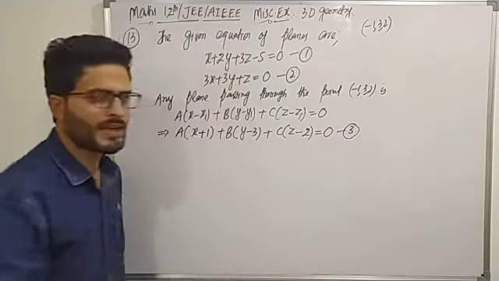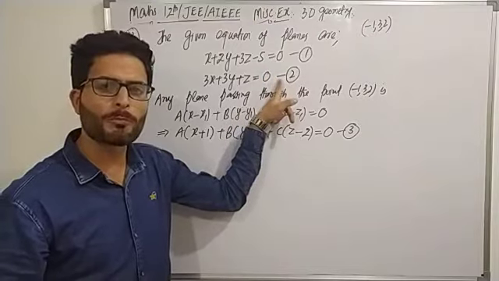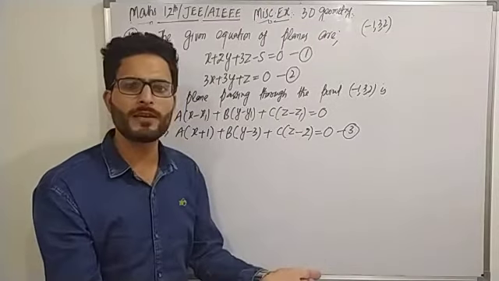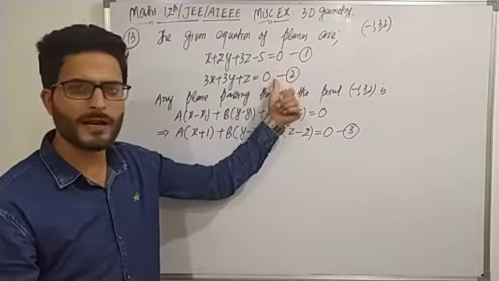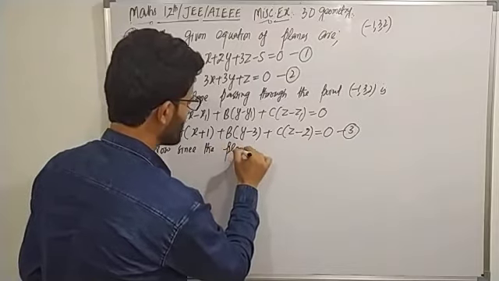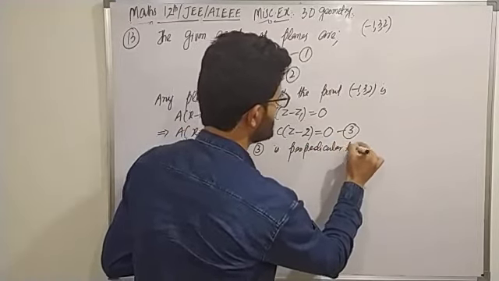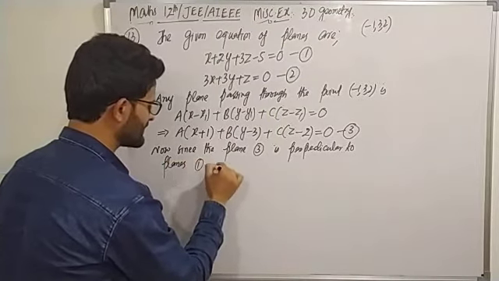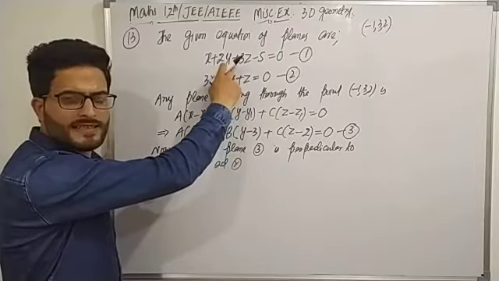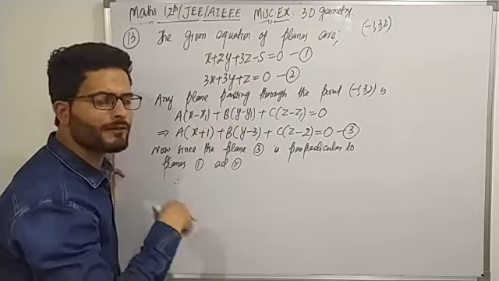We are keeping that plane as plane number 3rd. Now it is given that the plane 3rd is perpendicular to plane 1st as well as perpendicular to plane second. When two planes are perpendicular, we know that the sum of products of their direction numbers must be zero. Now, since the plane third is perpendicular to planes first and second, therefore, the sum of products of the direction numbers of plane third and plane first will be equal to zero, and the sum of products of the direction numbers of plane third and plane second will again be equal to zero.